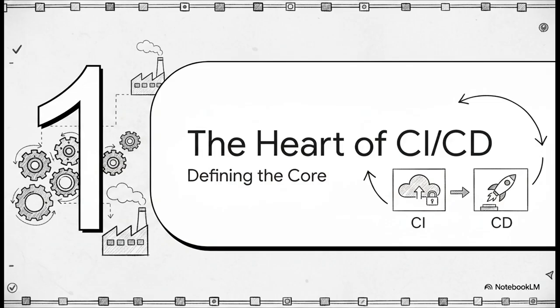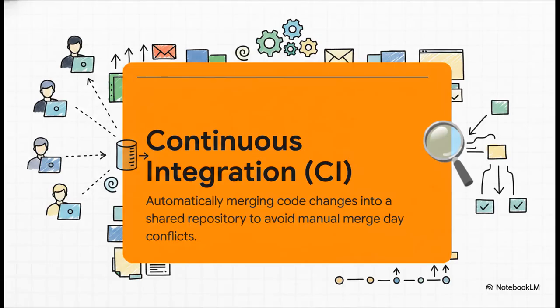Section 1. The heart of CI CD. To really understand our factory, we need to clearly define the individual stations on this automated assembly line. So the CI stands for continuous integration. In modern development, you've got multiple developers working on different features all at the exact same time. Without CI, they build in isolation and then try to mash it all together at the end, which is a total nightmare. CI fixes this by breaking large projects down into small, iteratively tested tasks.